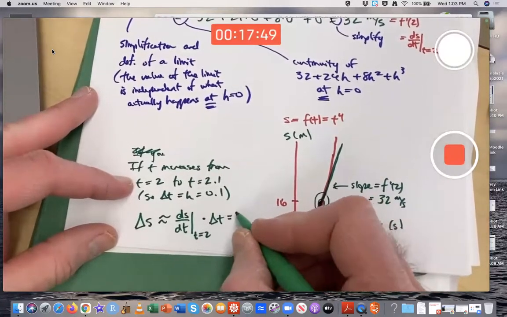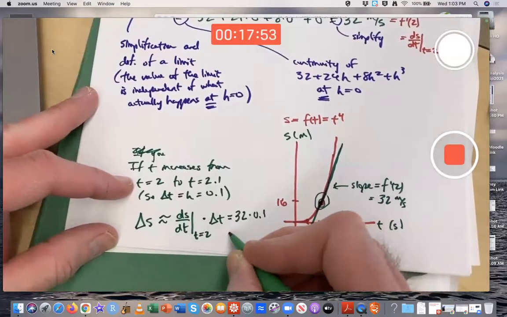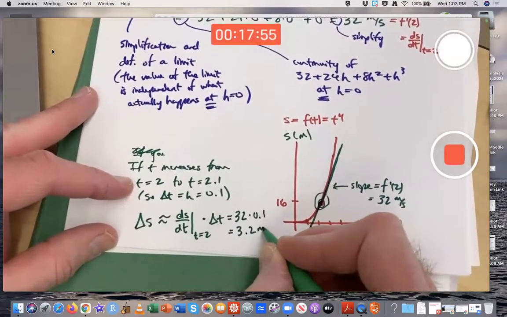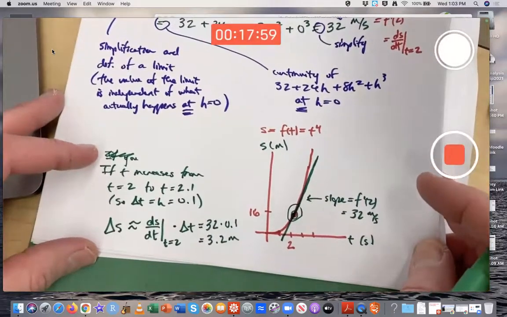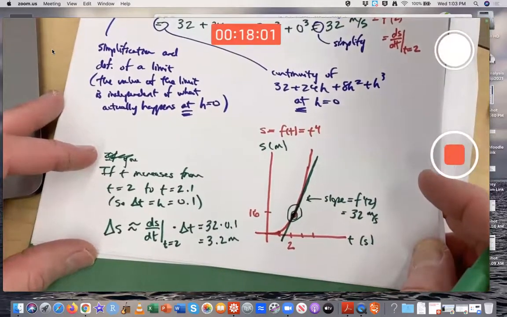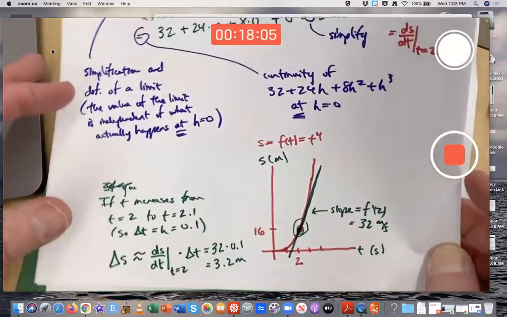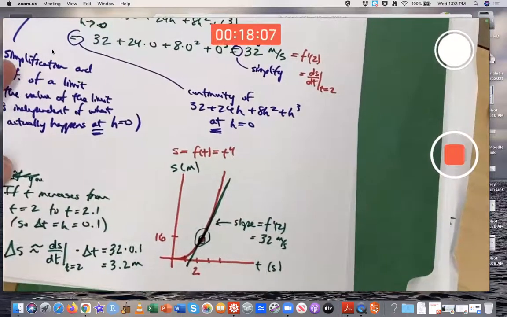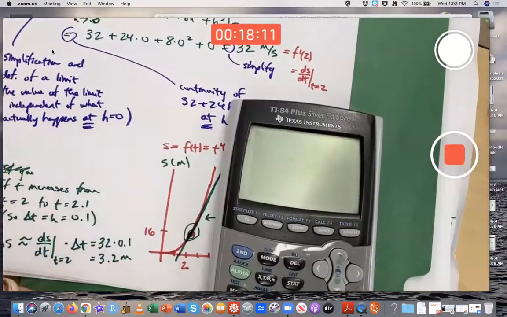What will it equal? It'll equal 32 times 0.1. 3.2 meters would be your approximate change in position, the distance traveled over that 1/10 of a second. Is that really right? It's not perfect. It's just an approximation. What would the true answer be for the change in position?